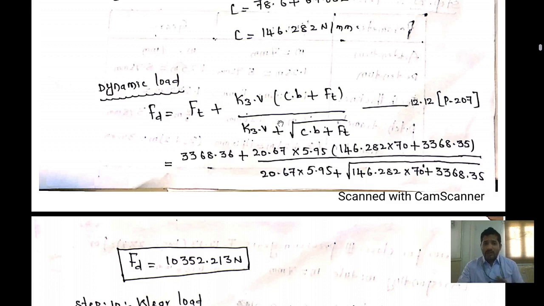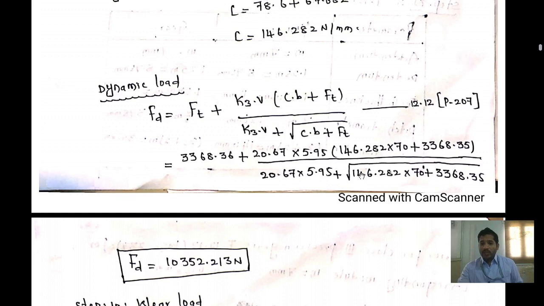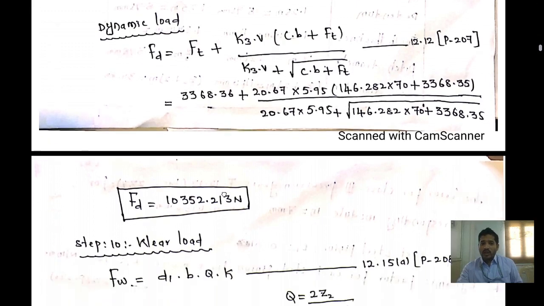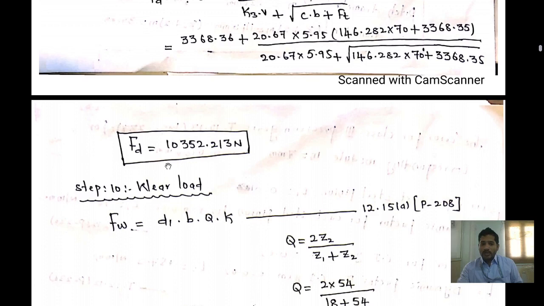Just substitute the value of tangential force, how much did we get here? 3368.36 plus K3, the load factor value, how much did we get here? 20.67 into V, the linear velocity, is 5.95. Okay, C, how much is that? 146.282 into face width, which is 70, plus tangential force, 3368.35. Same, substitute over here. After that, calculate with the help of a calculator, then you will get the value of the dynamic load. How much is that?